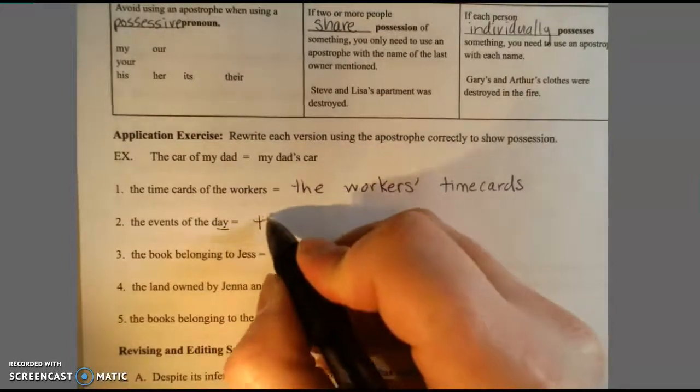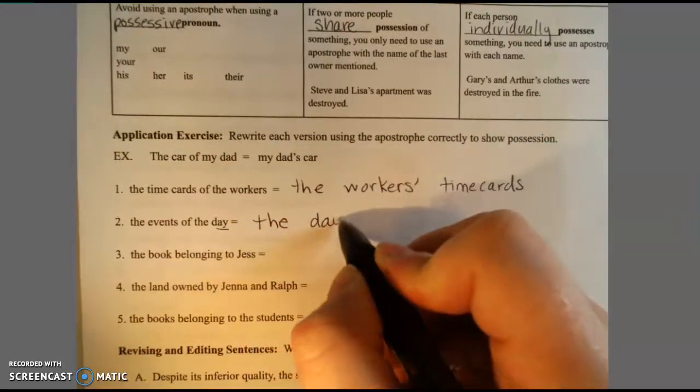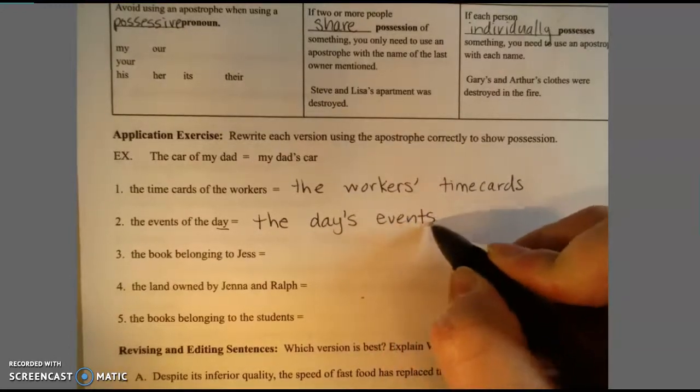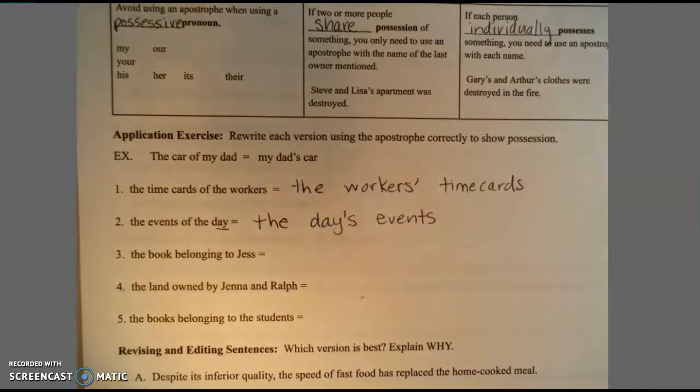Number 2, the events of the day. It is one day, so it's the day's events. Number 3, the book belonging to Jess.